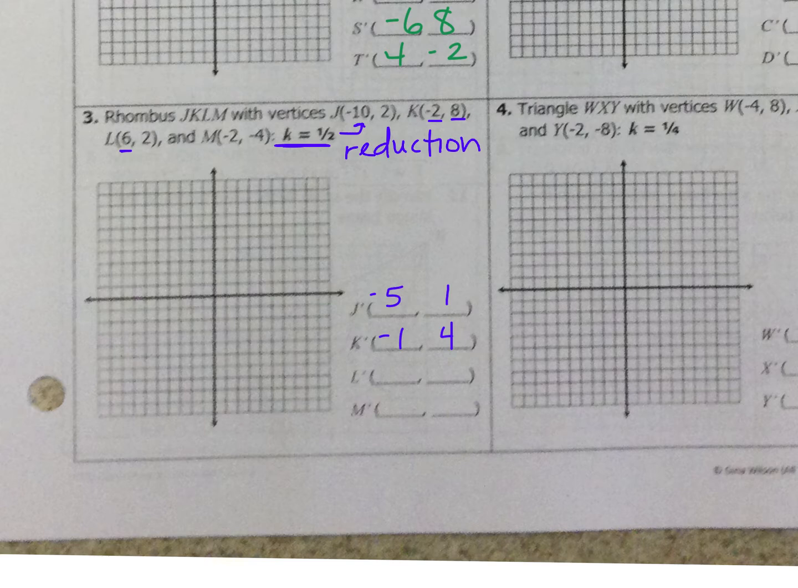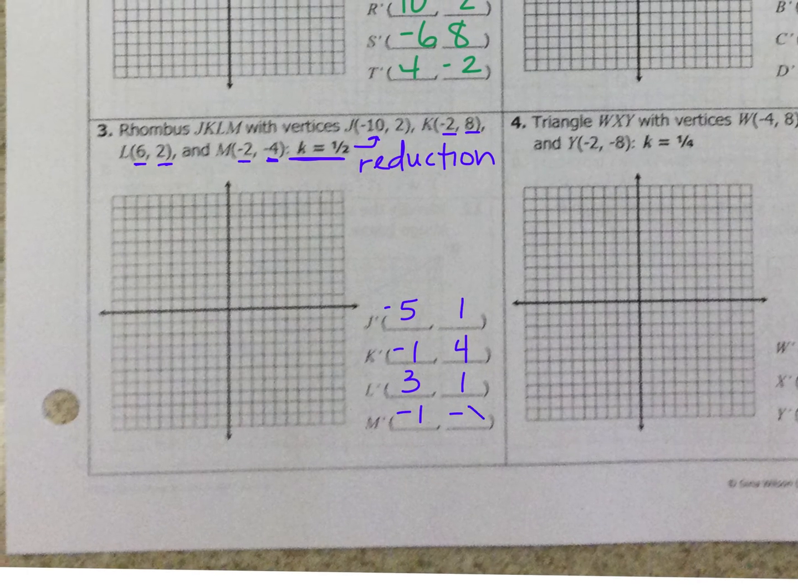6 times 1/2 is 3. 2 times 1/2 is 1. -2 times 1/2 is -1. -4 times 1/2 is -2. Sorry about that. So I'm going to graph both of these. First I'm going to do my pre-image. So that's the initial image when I use these numbers up here. Now I'm going to graph my reduced image. So inside there is my reduced image.